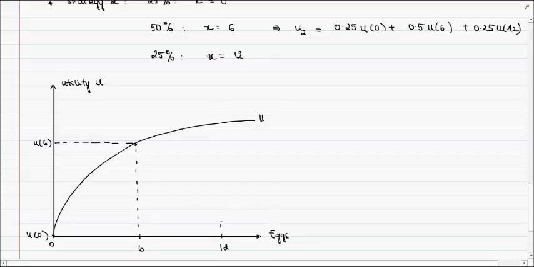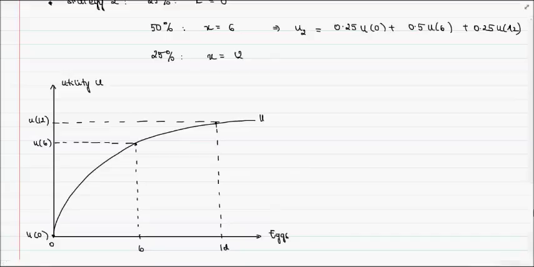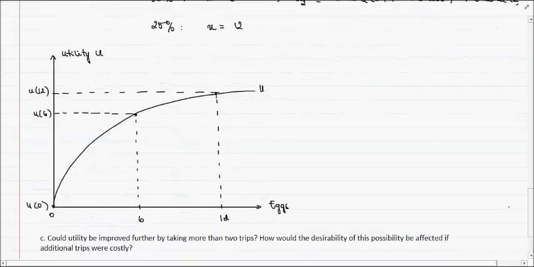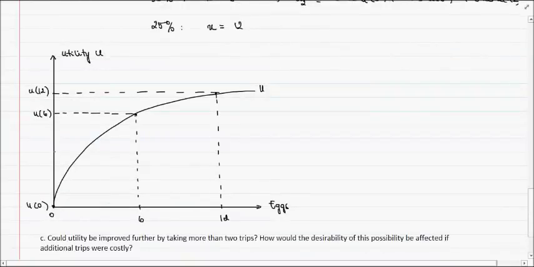Okay, and if you get 12 over here, go all the way up, okay, you're going to get a utility of 12x. Alright, so we are going to draw the utility of the first strategy, which is half of utility 0 and half utility of 12. So as you can see, that is going to be just the midway between u0 and u12. Okay, so half of each.